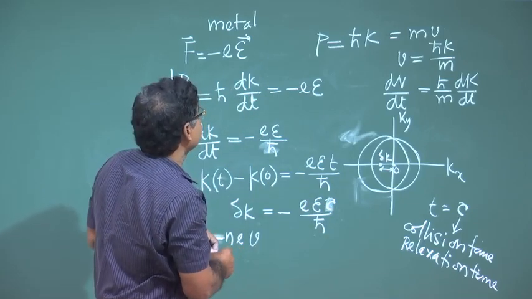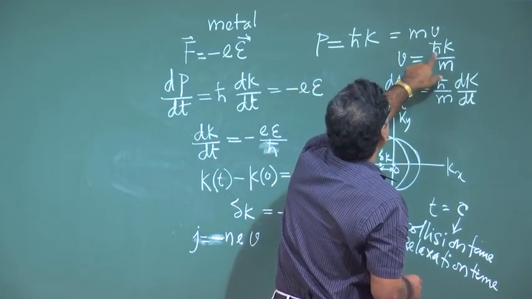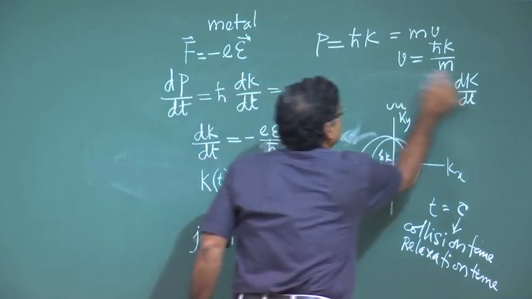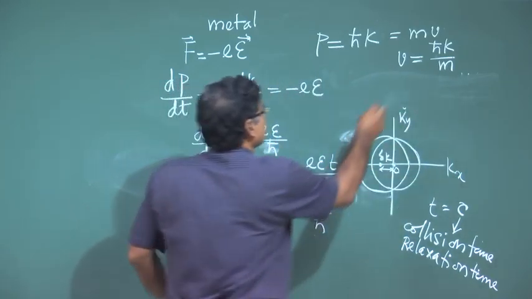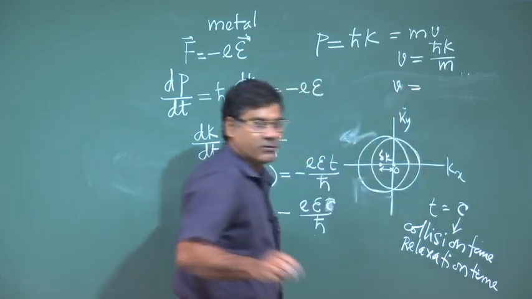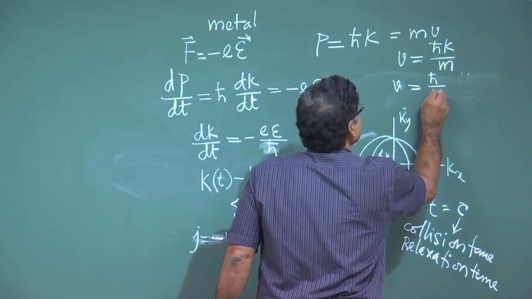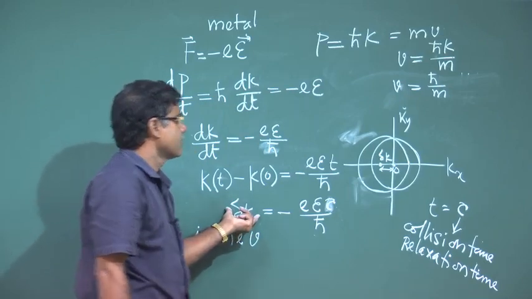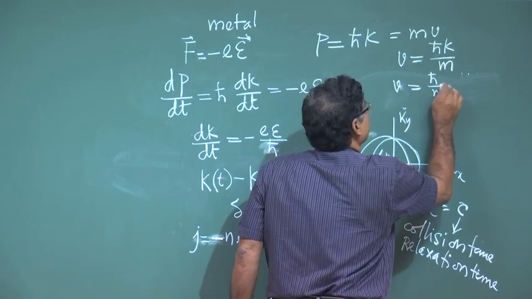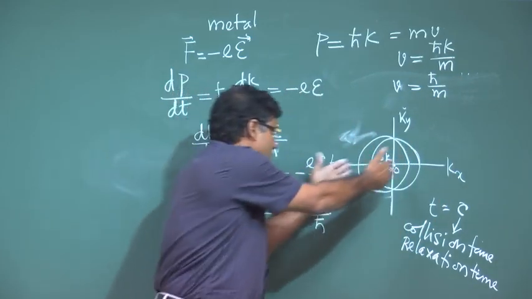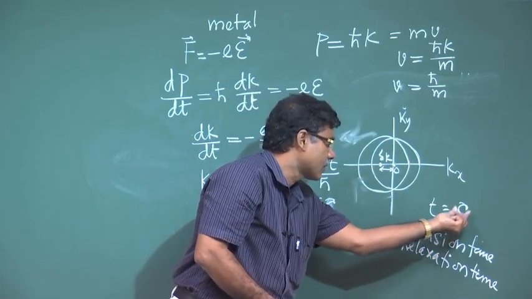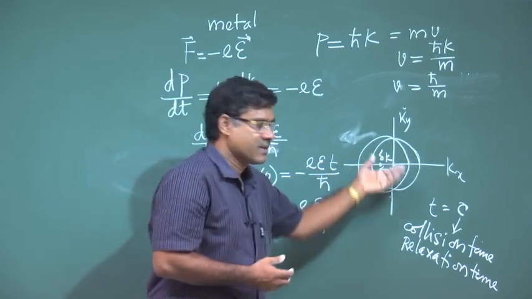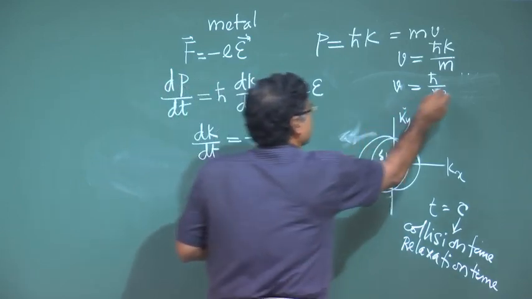From here one can get the velocity, which is called the drift velocity, that will be h cross by m times k. For this we take delta k. Why are we taking delta k? Because this is the motion starting from 0 up to the time duration before getting a collision. Whatever velocity develops in the system during that time is taken as the drift velocity. So we have to put delta k here.